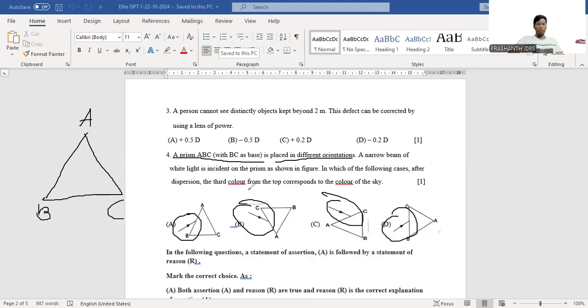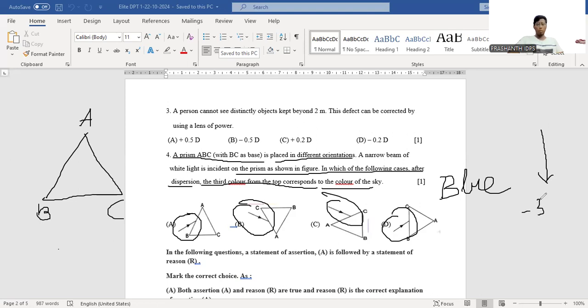Fine. Now what is the question? In which of the following cases after dispersion does the third color from the top correspond to the color of the sky? First, you should know the color of the sky. The color of the sky is blue, after scattering. Now he's asking from top to down, the third position should be the blue color. I'll show you one diagram, and you'll understand it easily.